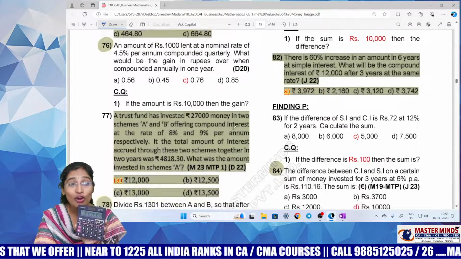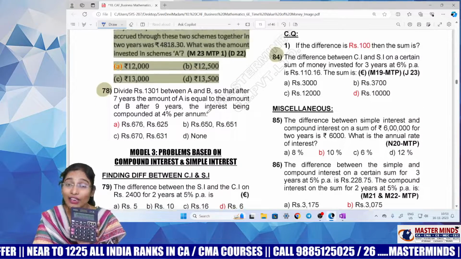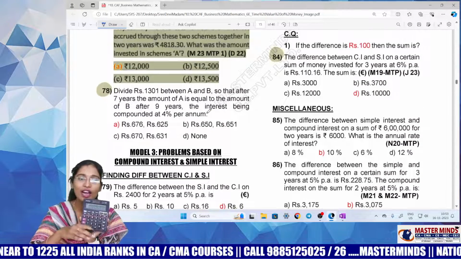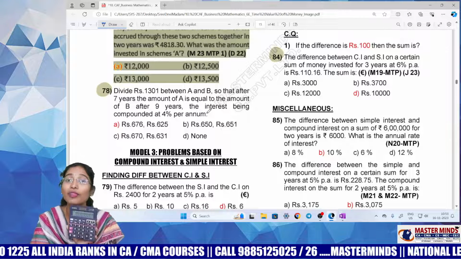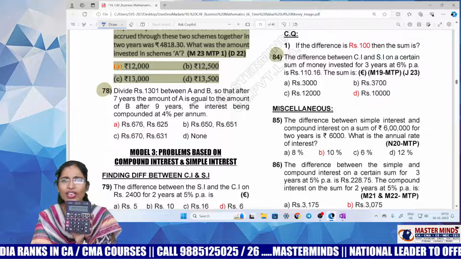So it's all about understanding the calculation process. If the left side value goes to the right side, it will become inverse. That inverse calculation can be done in a very easy manner.